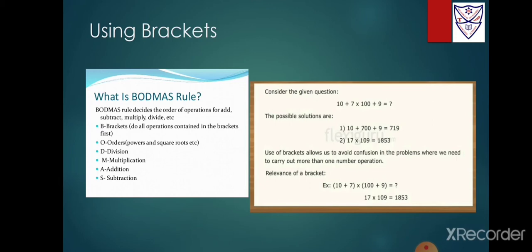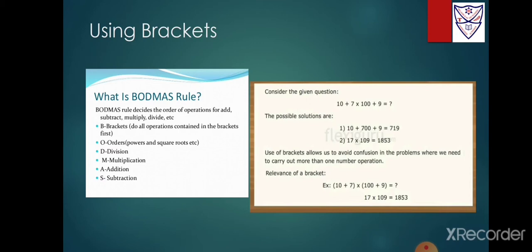That is, here in this question, brackets are given. So, all the operations inside the bracket should be solved first, and then the operations that are outside the bracket. O stands for order, D for division, M for multiplication, A for addition, S for subtraction. Now let us understand how to solve using brackets with examples.